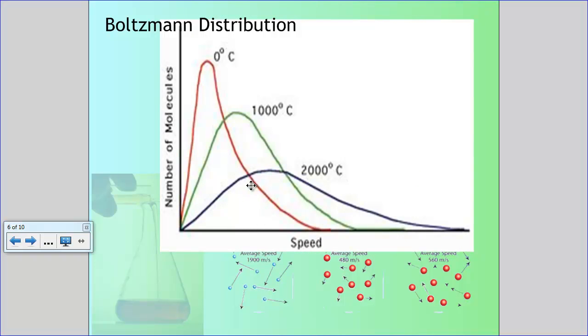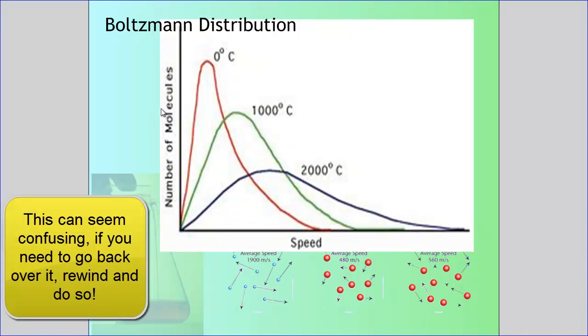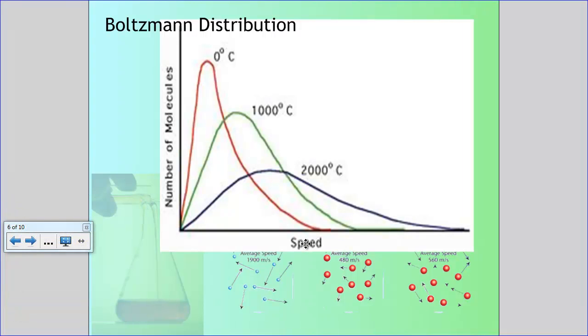But what a Boltzmann distribution is, if you look on this side, it shows number of molecules, and on the x-axis it's speed, so it's speed versus number of molecules. And you'll notice that each of these three lines has a different temperature attached to it: 0 degrees Celsius, 1000 degrees Celsius, 2000 degrees Celsius. Sometimes it's called a Maxwell-Boltzmann distribution. There's a whole lot of complicated math that goes into it that we're not going to do.